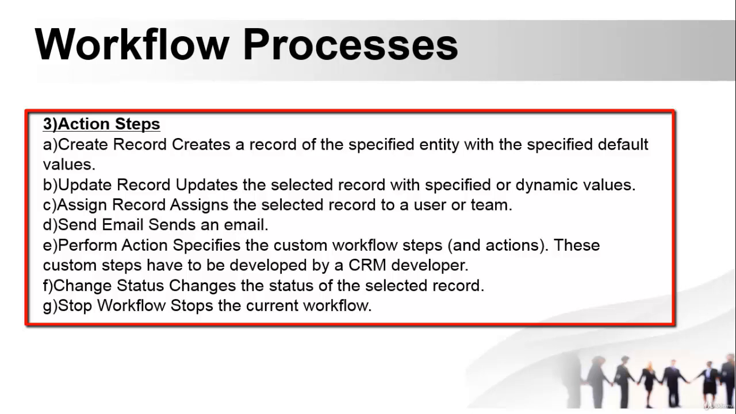Then there is change status, which changes the status of the selected record. So let's consider there is a step where you have to change the status based on the value available. You can specify that, like you can change the workflow status, whether it's completed or it's in progress, based on your condition. And finally, stop workflow, you can stop the current workflow.